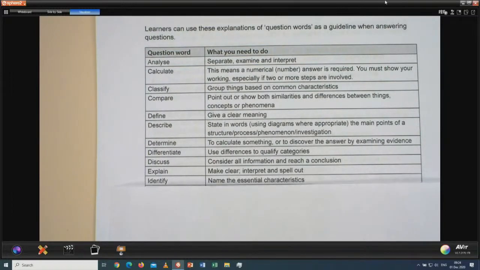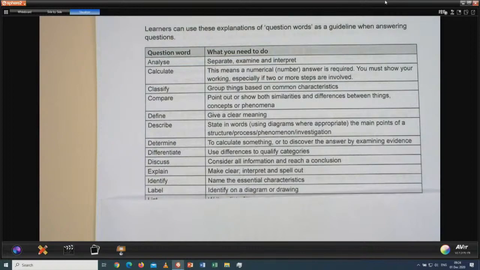So identify: name the essential characteristics. Characteristics are important. You must be able to say what makes this phenomenon differ from other phenomena. Right, label: identify on a diagram or drawing. On an annexure or addendum, you might be given a structure with letters or numbers. You must be able to identify those that are shown on the diagram or drawing.